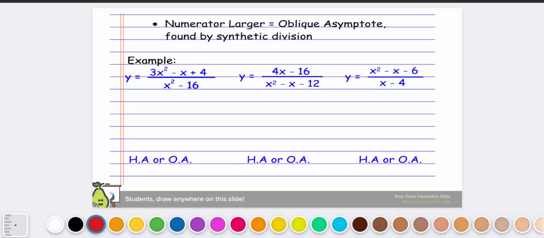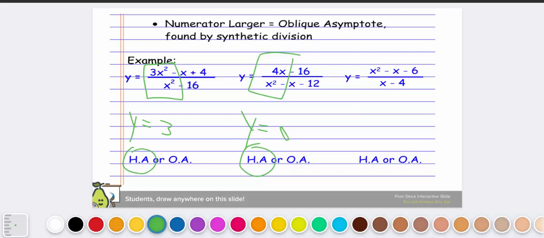Okay, so one more chance to try that idea out. So we have 2 over 2. Looks like we have a tie, so it's an HA. We're going to say y equals 3 over 1, which is just 3. Check here, the bottom wins, so it's an HA of y equals 0.